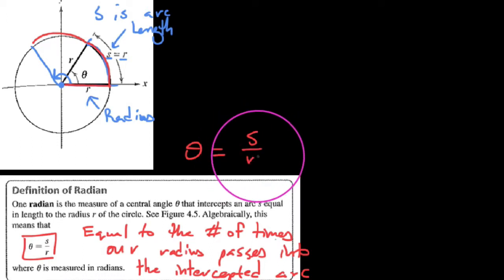Okay, and I have a formula here, and we're going to commit this one to memory. We say an angle in radians, theta, is equal to the arc length divided by the radius: theta = s/r.